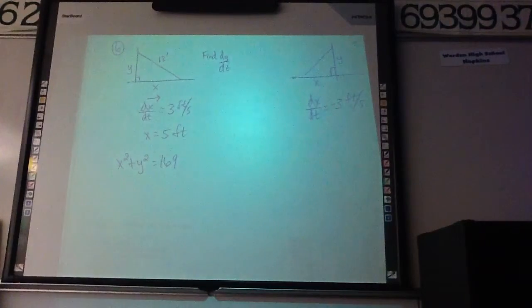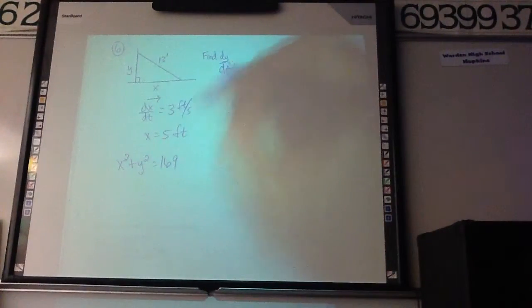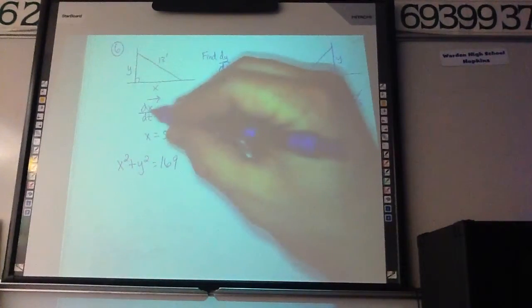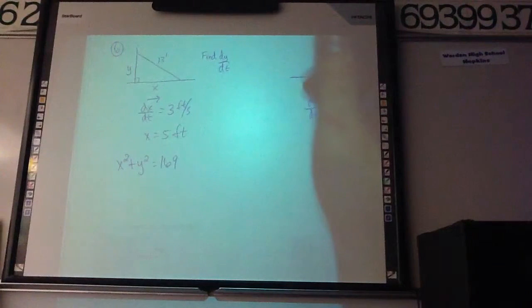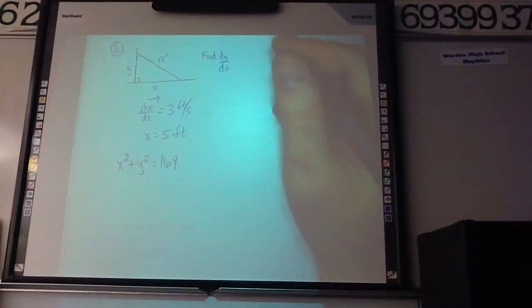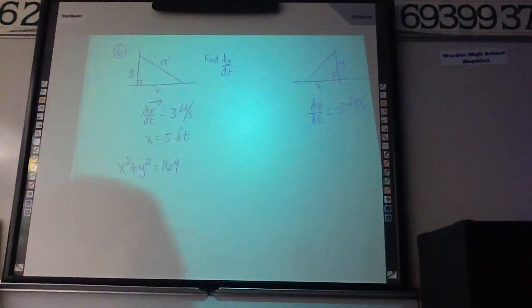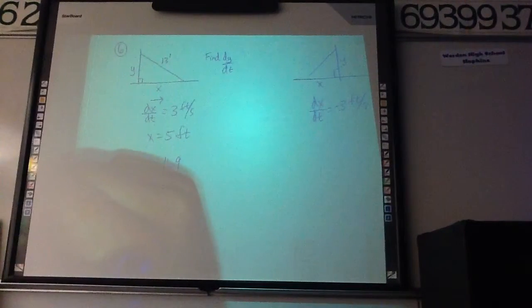Now, since we want to find dy/dt, couldn't we do the derivative of this? Yes. Plug in dx/dt and x. Notice that's how they all go. You write an equation, you do the derivative of it, you plug in the stuff that you know, and figure out what you don't know, right?